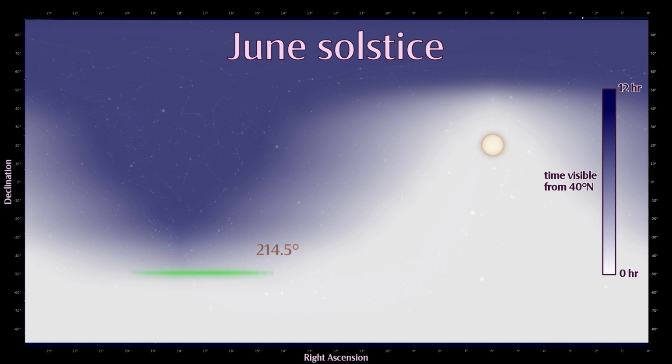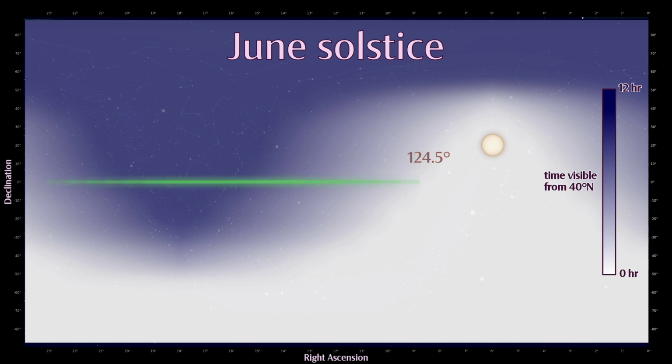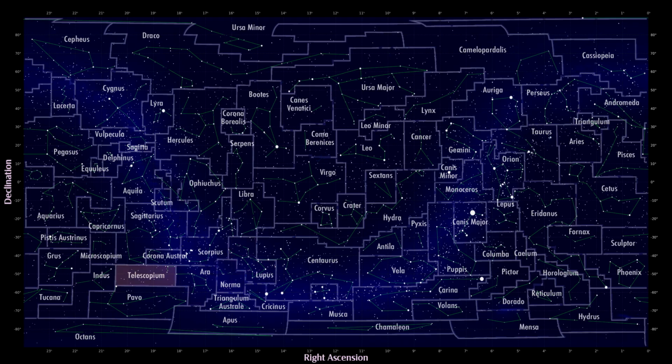Now, as you can imagine, since that means that the night is a lot shorter, our 40 degrees north observer is going to see a lot less of the sky. At their minimum declination of minus 50, they're only going to be able to see between 214.5 degrees right ascension and 325.5 degrees of right ascension. And at 0 dec, they'll only be able to see between 124.5 and 55.5 degrees. This is parts of Lupus, Norma, Ara, Telescopium, and Indus.